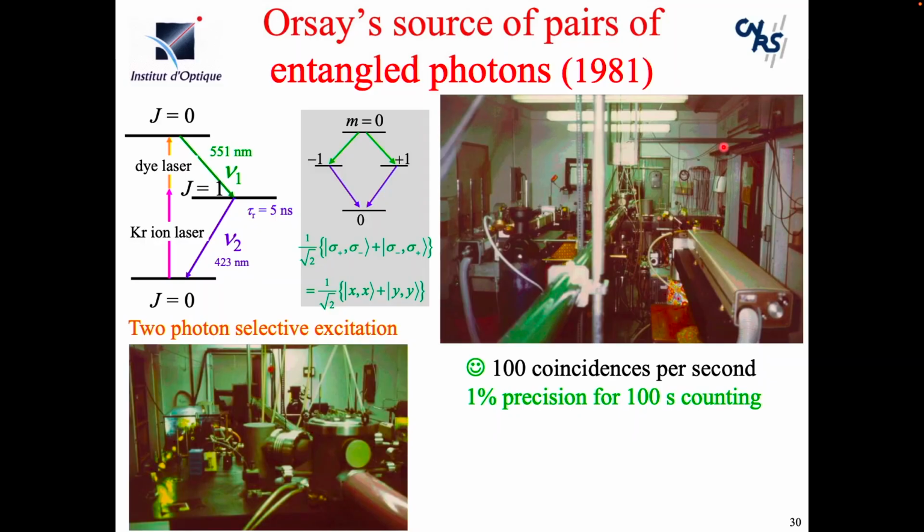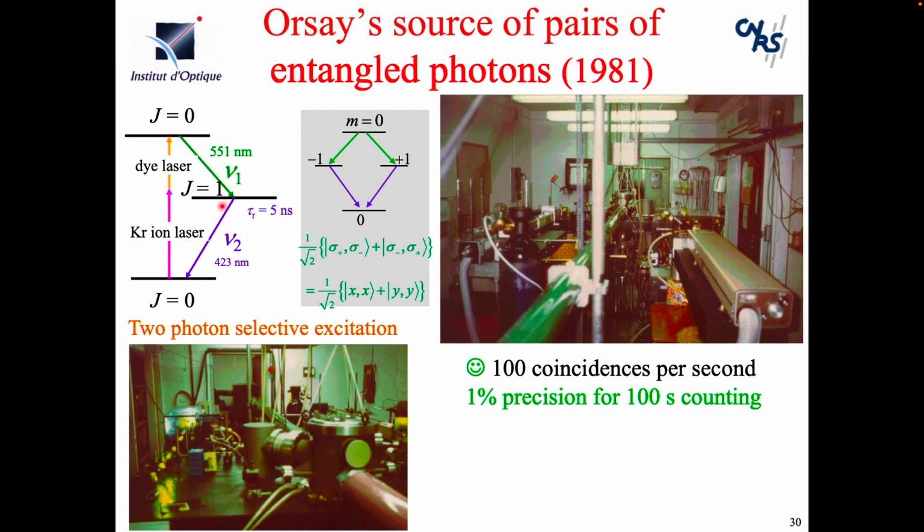Okay, so just to give you an idea, the experiment that started in '75 but was carried out in Orsay, the first one was in '81. So you see the source is very complicated. We have 3 lasers, an atomic beam, etc. It's really a complicated experiment. But the idea is to use this radiative cascade.